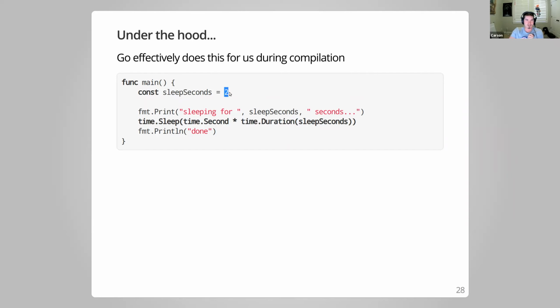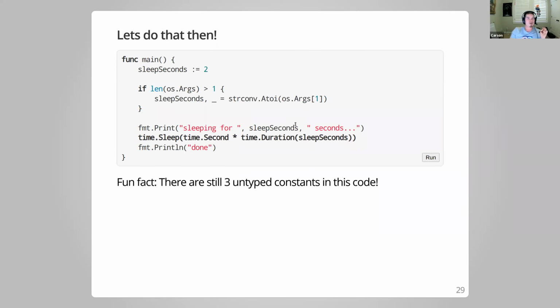It says, well, I know that an untyped integer constant of 2 can actually be converted to a time.Duration. So I'm going to silently do that conversion in your code before I compile it. So this happens behind the scenes. You never see it, but this is effectively what's happening. So when we turn our constant into a variable, which can't be wishy-washy and has to be typed, we have to actually start doing that conversion ourselves.